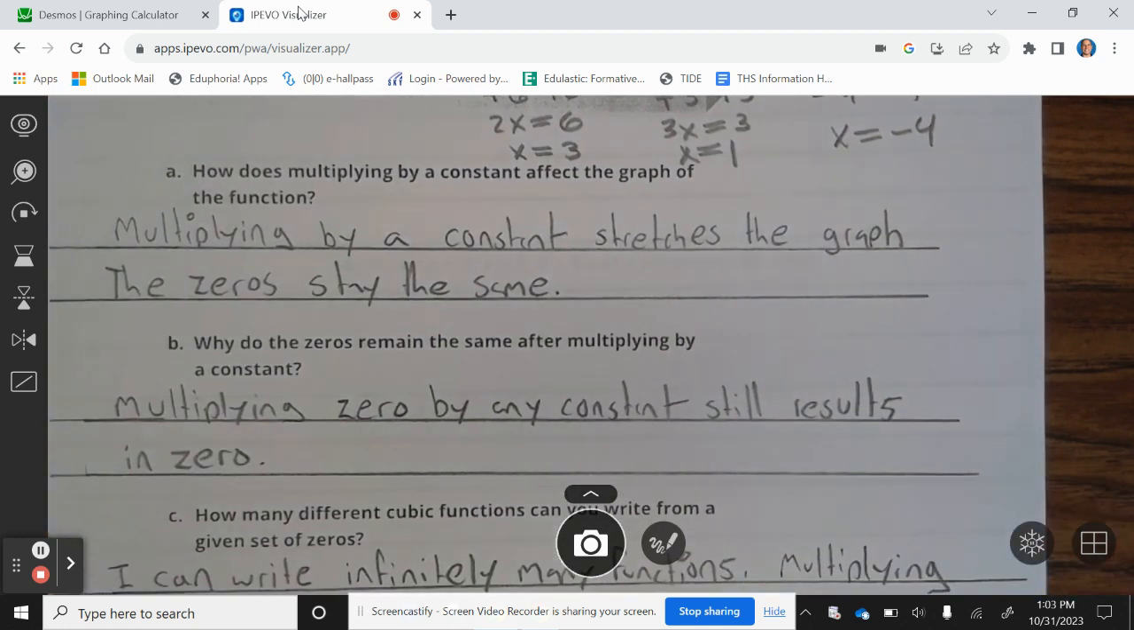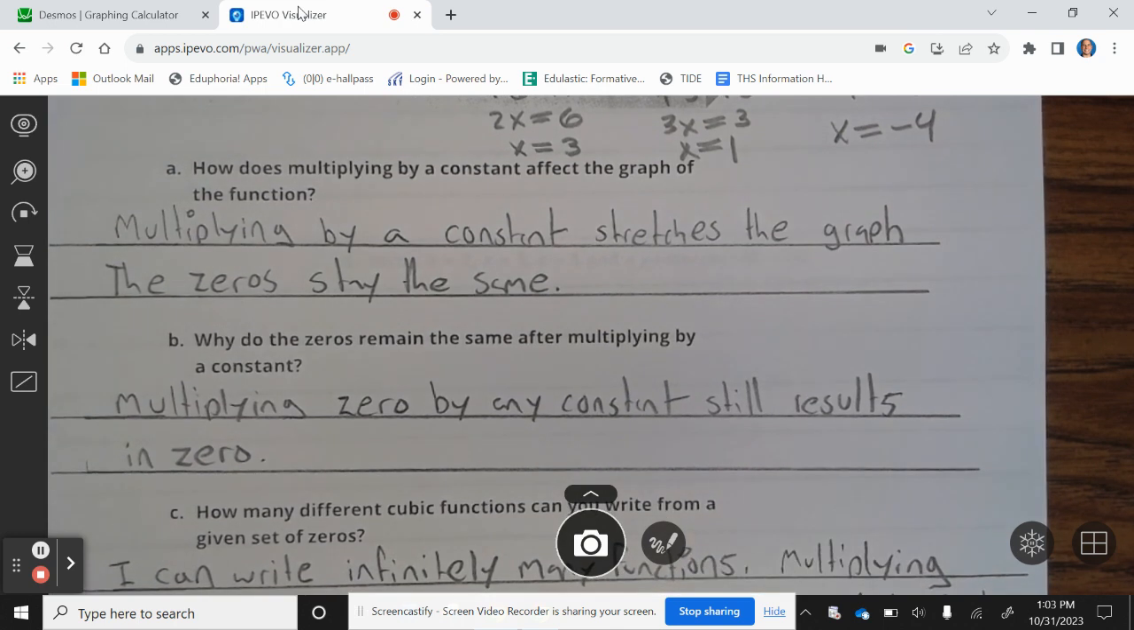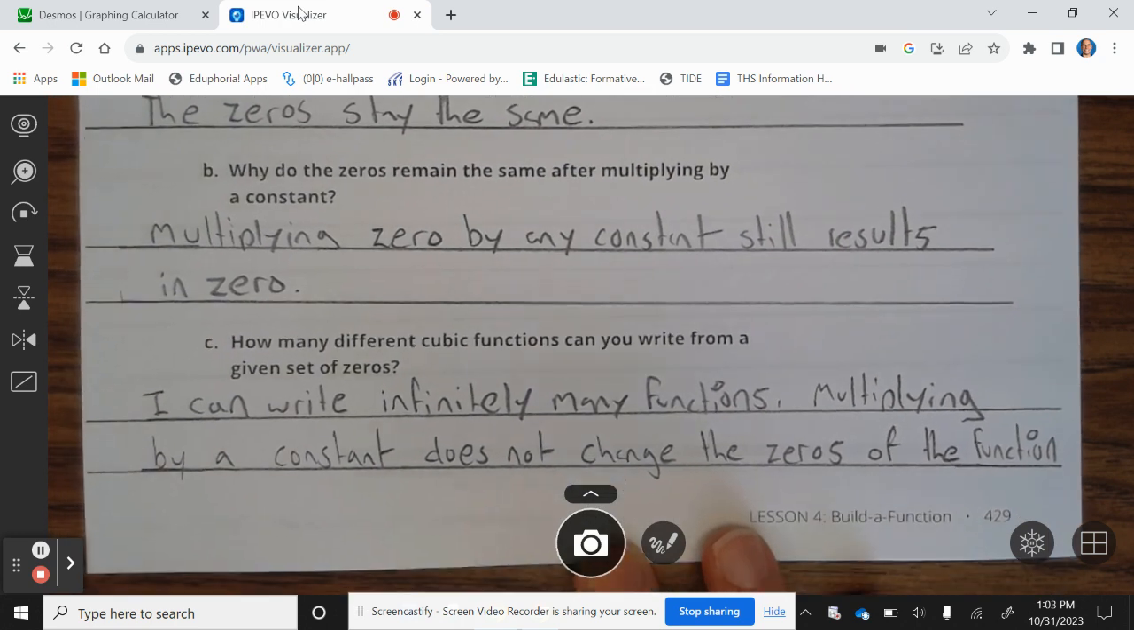All right, 4a. How does multiplying by a constant affect the graph of the function? Multiplying by a constant stretches the graph. The zeros stay the same. 4b. Why do the zeros remain the same after multiplying by a constant? Multiplying 0 by any constant still results in 0. 4c. How many different cubic functions can you write from a given set of zeros? I can write infinitely many functions. Multiplying by a constant does not change the zeros of the function.